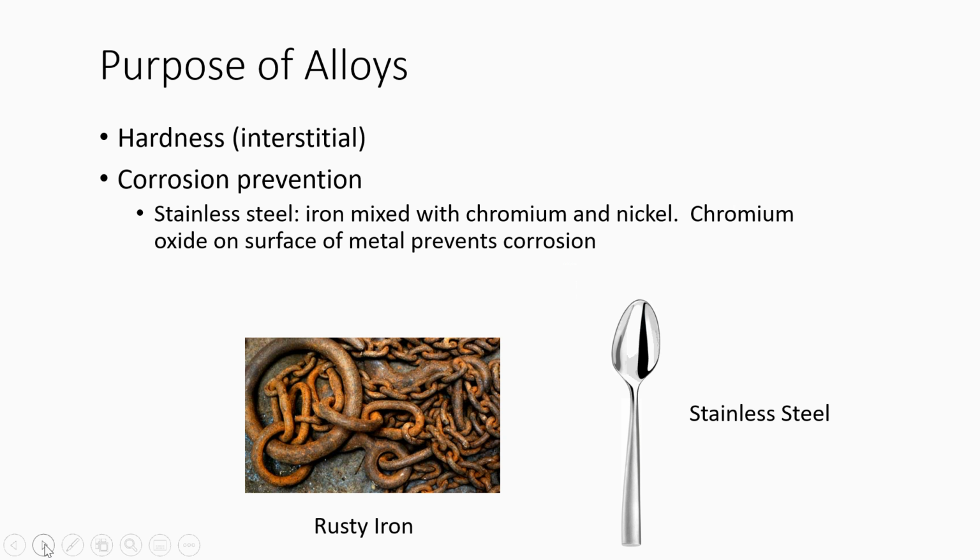Okay. And some purposes of alloys: they might increase the hardness. So like an interstitial alloy like steel will increase the hardness and durability. Corrosion prevention is another example. Stainless steel, having this chromium oxide on the surface of the metal, will prevent corrosion. So if you had just plain old iron and exposed it to water over time, it would rust. But stainless steel, which is an alloy, will not rust. And so that's one of the other benefits of an alloy.